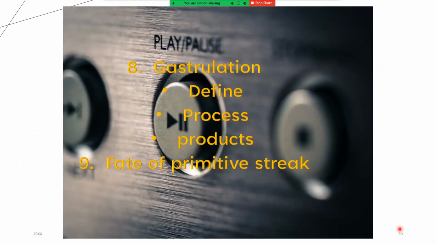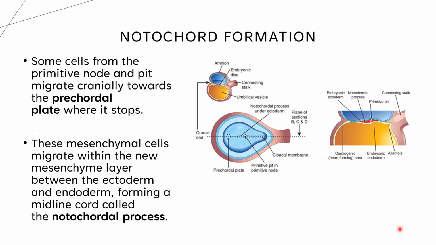So, what have we learned? We already learned gastrulation. What is the definition of gastrulation? You have to know the process and product of gastrulation. And it's nice to know the facts about the primitive streak. Now we go to the notochord formation.